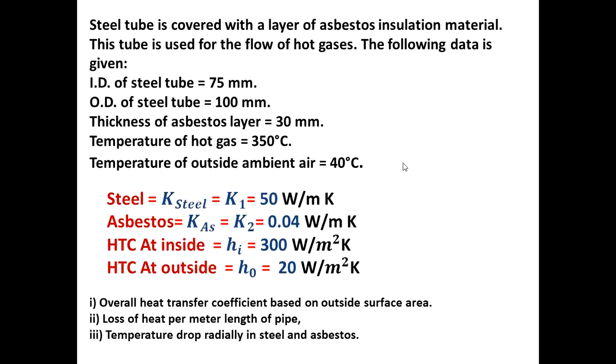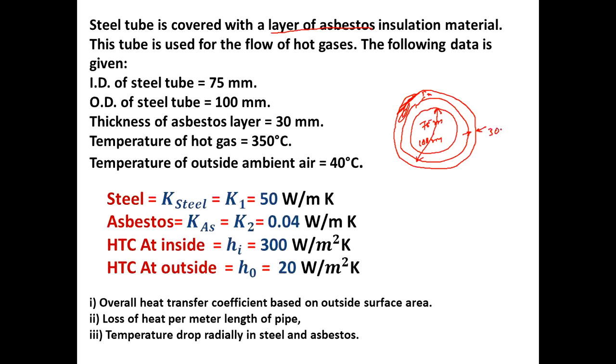Let me explain the problem to you. The steel pipe has an internal diameter and an external diameter. The pipe internal diameter is 75 mm, this one. The external is 100 mm. And it is covered with a layer of asbestos as the insulator. See, this is the asbestos insulating cover. This is insulation, and its thickness is 30 mm.